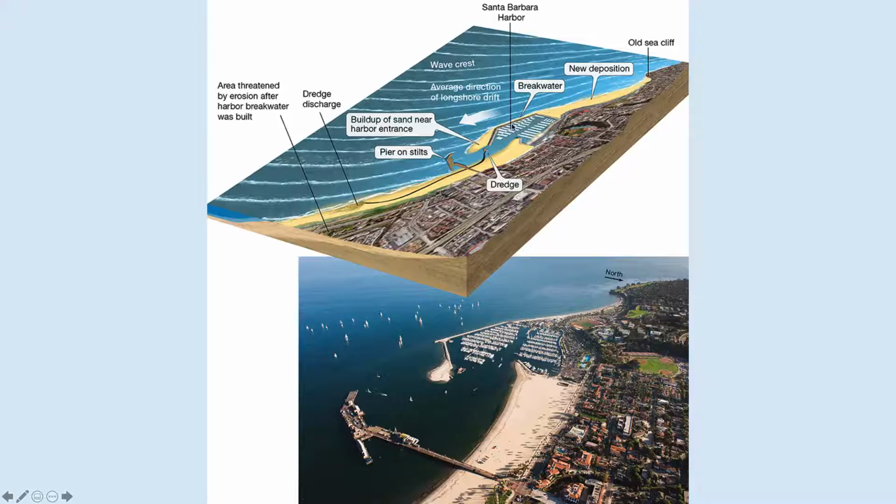So the breakwater interrupted the longshore drift. It caused the sands to accumulate around the breakwater, and it caused accelerated erosion down the coast. Dredging was needed to remove the sand that was threatening closing the harbor, and now the sand is being added to the area where erosion was being accelerated.